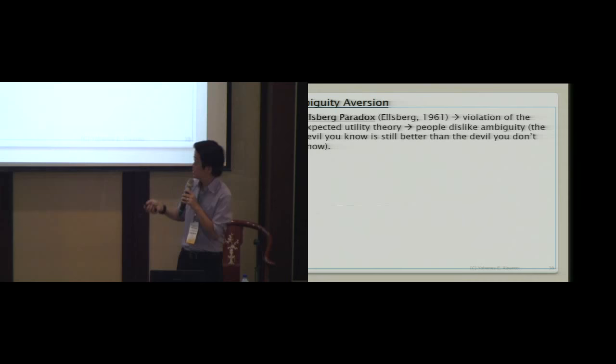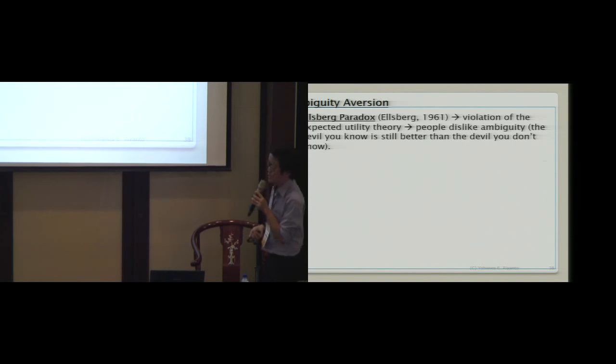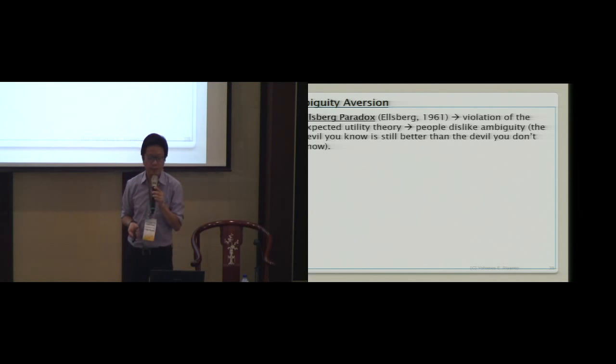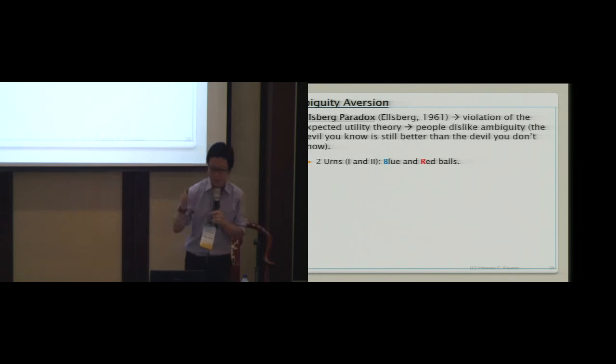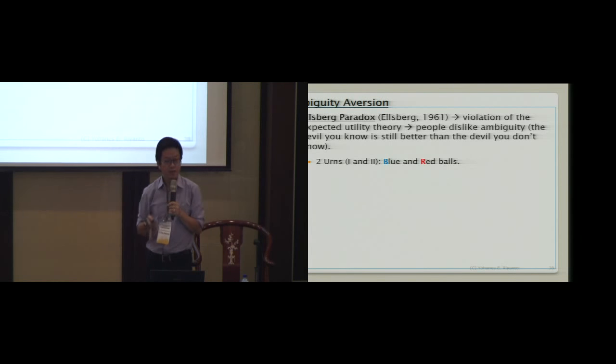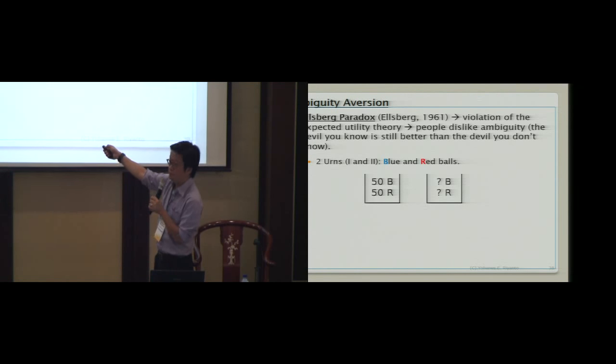Okay, so this Ellsberg paradox shows violation of the expected utility theory. So people dislike ambiguity. So that is, the devil you know is still better than the devil you don't know. So the experiment goes like this, and then I'll stop after that. There are two urns, A and B, or 1 and 2. And there are blue and red balls inside the urn, like this. See, this is the first urn, 50 blue balls, 50 red balls. Second urn, blue and red balls, but you do not know the composition of blue and red balls. But the sum is the same, 100. But you just don't know how many blue and how many reds.